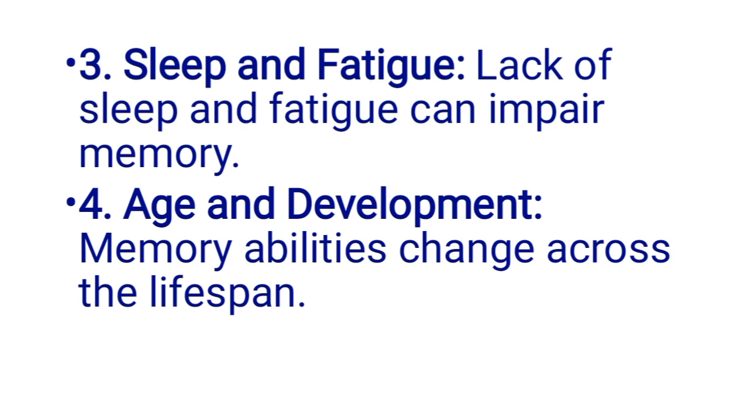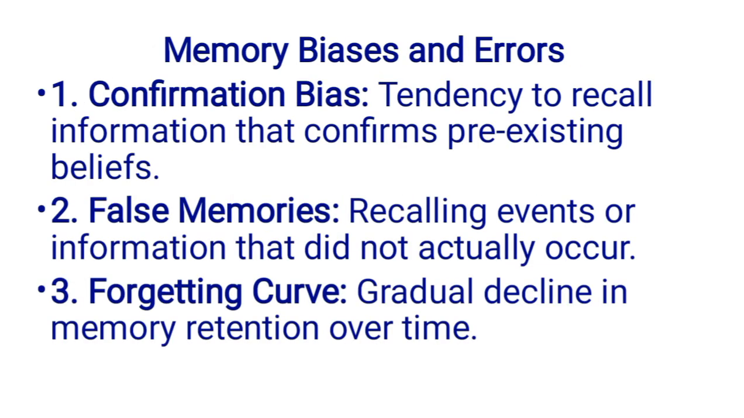You can find that you are not able to memorize things and unable to remember things. Why? Because your memory, you are fatigued. Then the age and development. When we get old, the memory span just goes down. We begin to forget easily. So age affects memory.